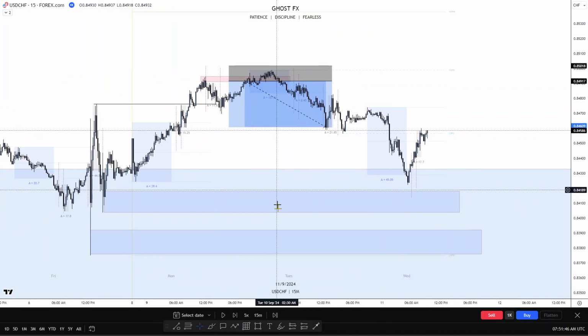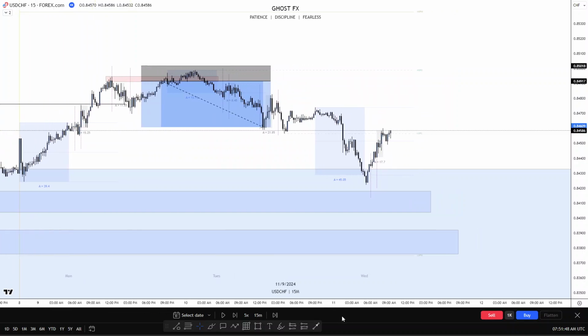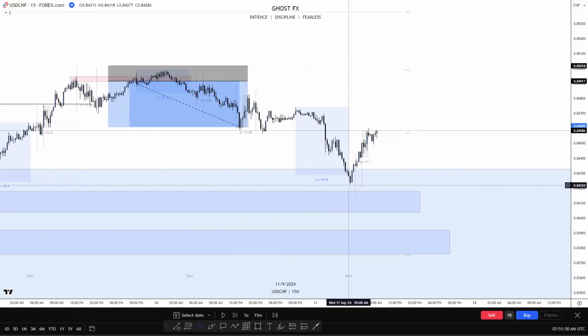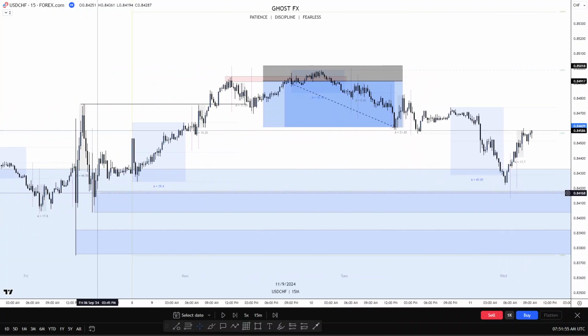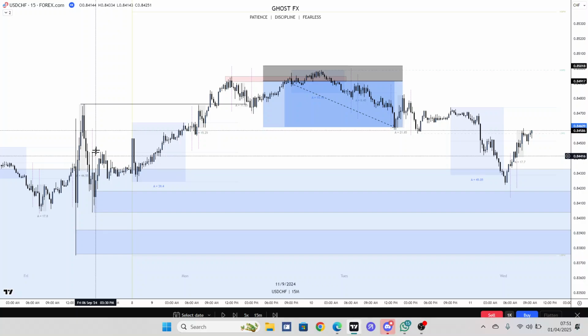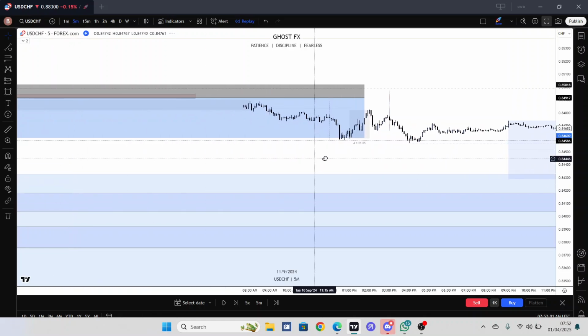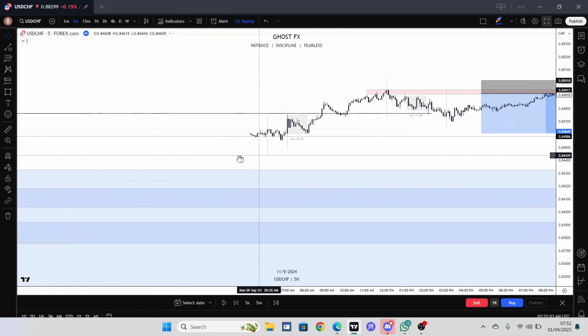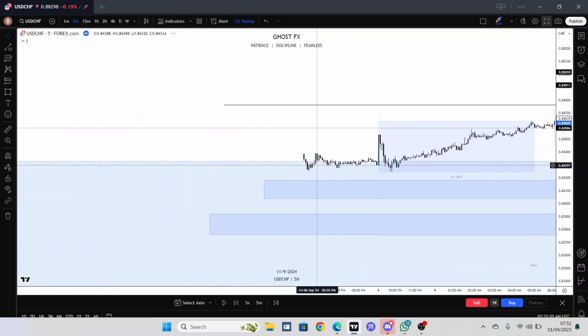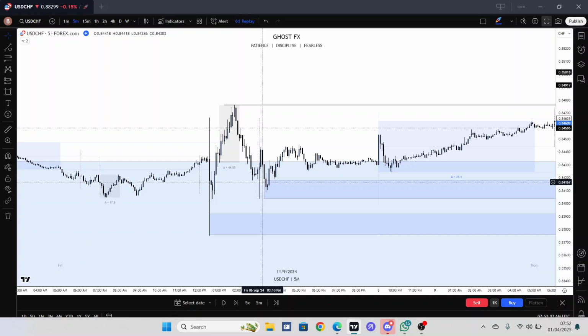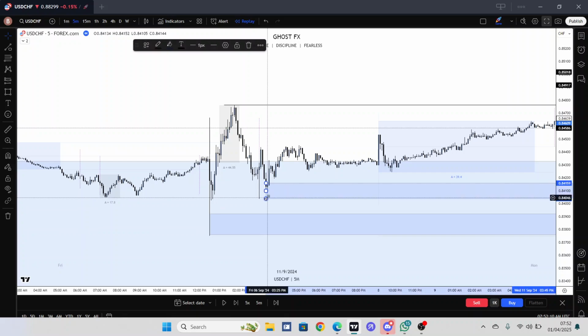So let's try to go into the 5 minutes and try and refine this because price has already induced this and has given us a break in internal structure. So let's see if we get a clear imbalance there. Yes, so we have this imbalance here. We try to cover the low here.